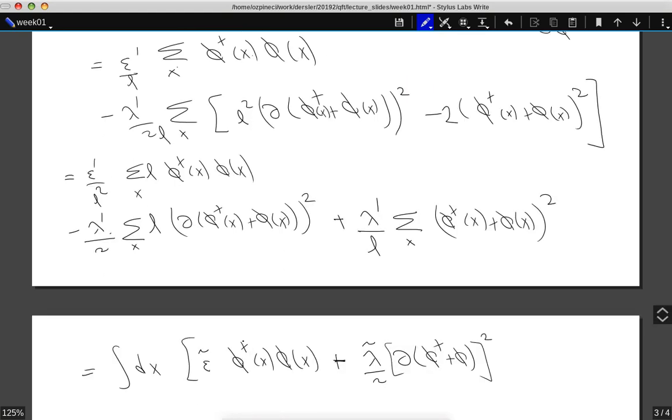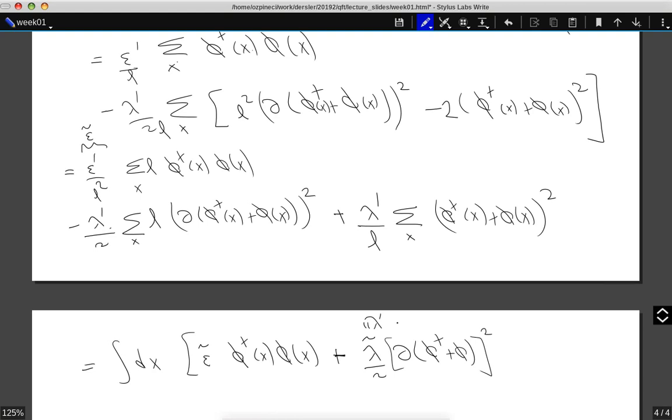Okay, the problem still remains. Now these become just integrals. So this is our epsilon tilde. Lambda tilde is just lambda prime. Minus lambda prime, yes. Well, this term is a question mark. Okay, I will ignore it.